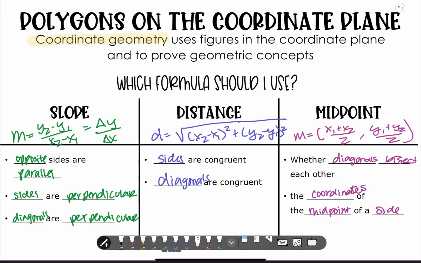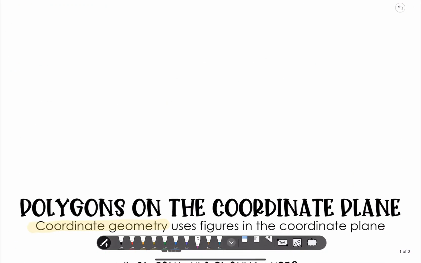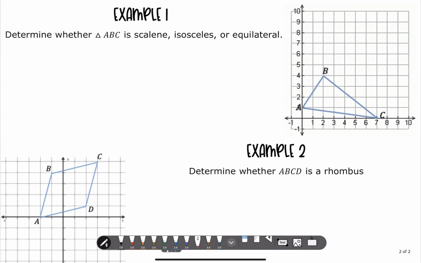All right, now we are going to go ahead and apply these and try to determine different things about the different shapes that we have. So the first one that we're going to do is determining whether triangle ABC is scalene, isosceles, or equilateral. If you recall, scalene means no sides are congruent, isosceles means two sides, and equilateral means all three sides are congruent.